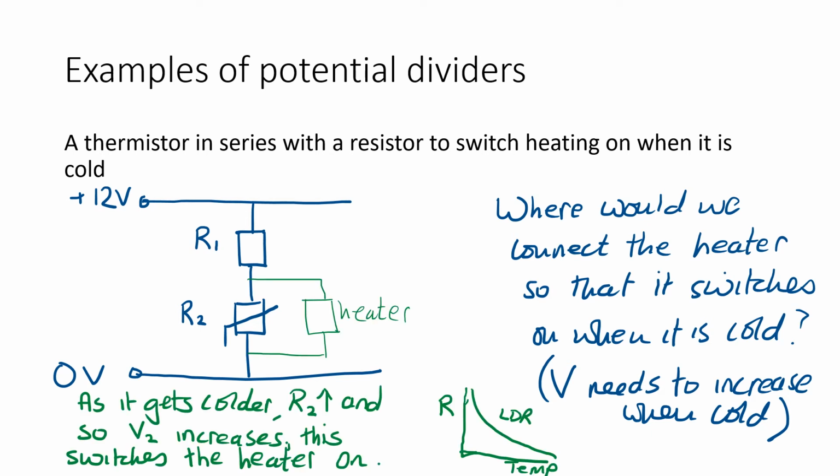So as it gets colder, R2 increases. Remember how a thermistor works. Resistance increases as it gets colder. And because R2 increases, V2 also increases, and this switches the heater on. So a greater share of the total potential difference is now dropped across resistor 2. And because it's got a bigger potential difference across it, that can be sufficient to then switch the heater on. So that would be the correct place to draw the heater, across the thermistor as shown.